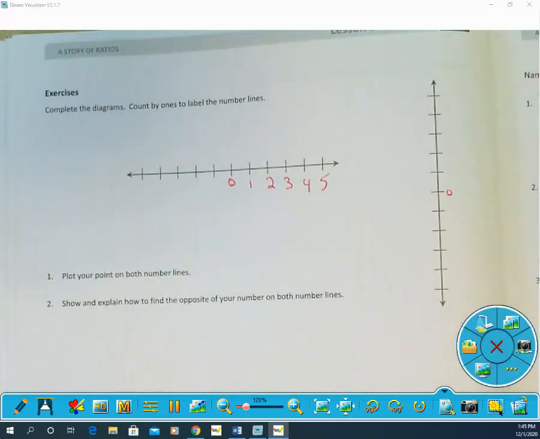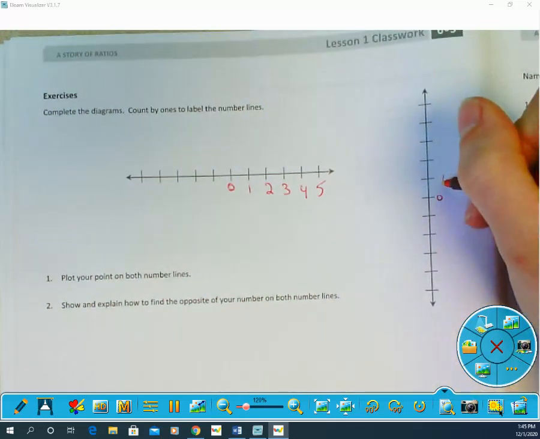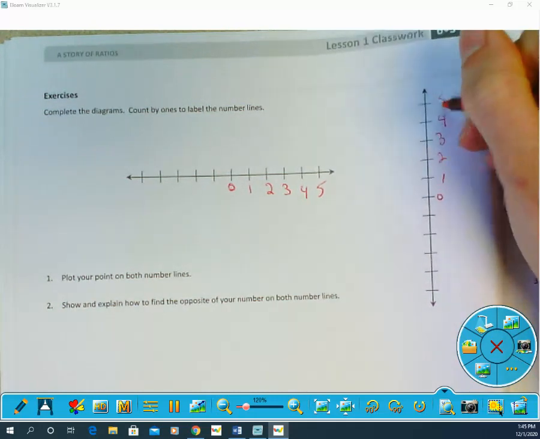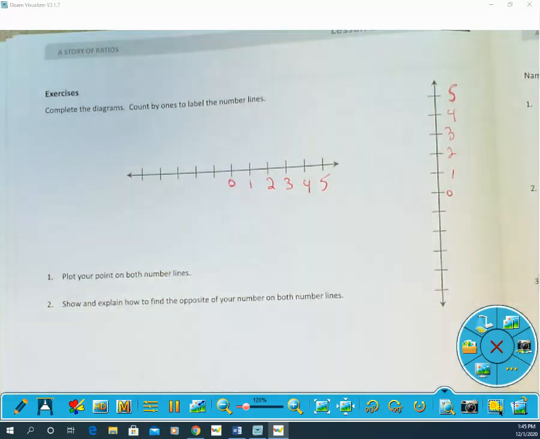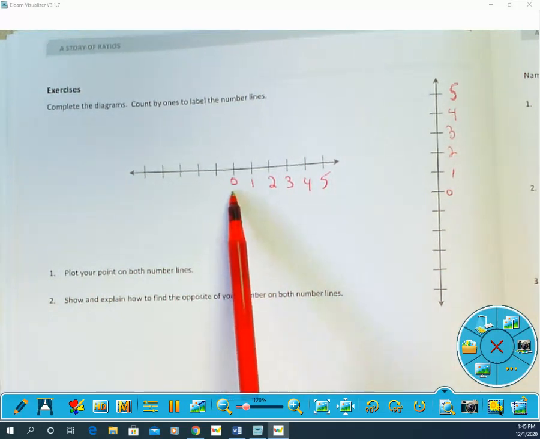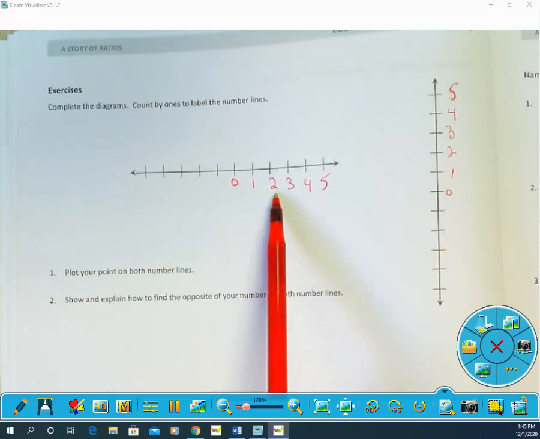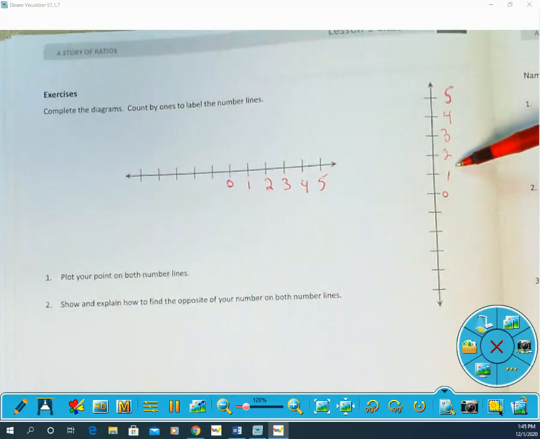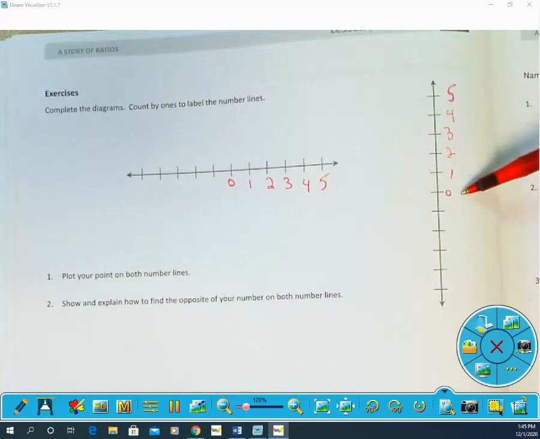I'm going to do the same thing to my vertical number line, starting at 0. Then I'm going to go 1, 2, 3, 4, 5. So this is kind of like a thermometer. When we look at our number line, I can see that as I move to the right of 0, the numbers increase. Same as when I move up on a vertical number line from 0, the numbers increase.